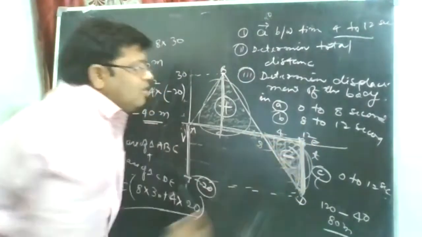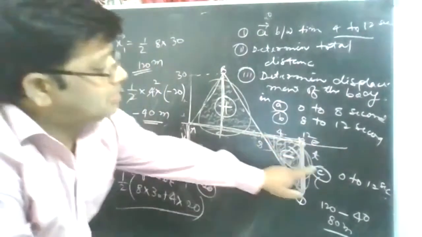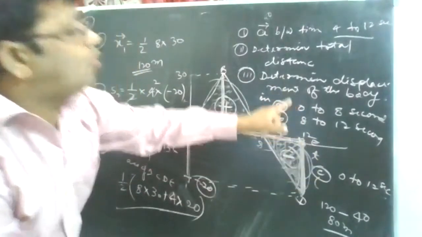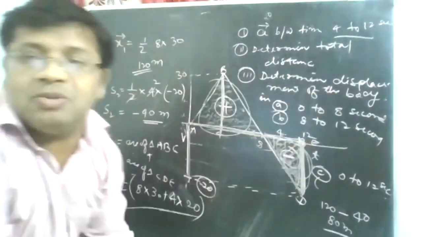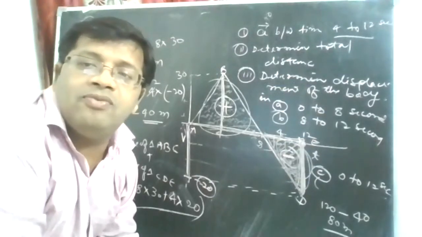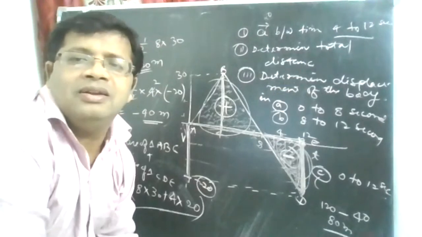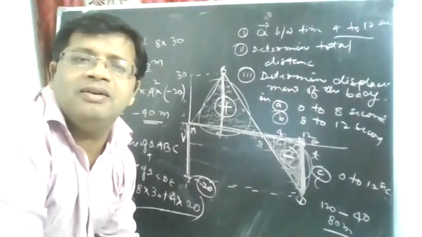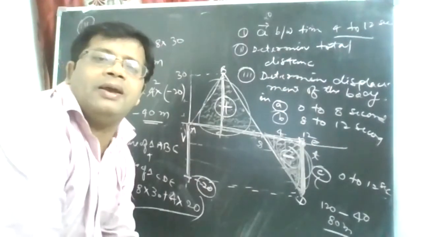So what is the total distance? We have to determine what? No. What is the total displacement? Displacement is what? Displacement is a vector quantity. Vector quantity.